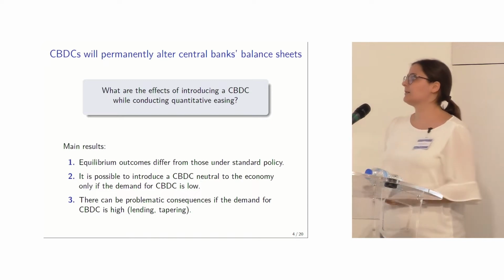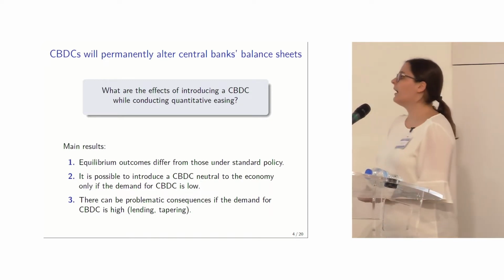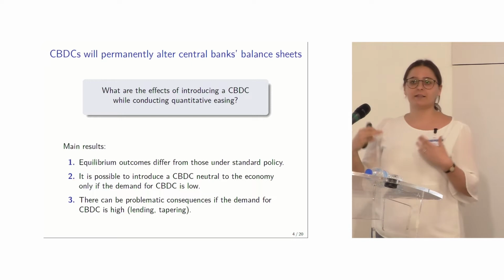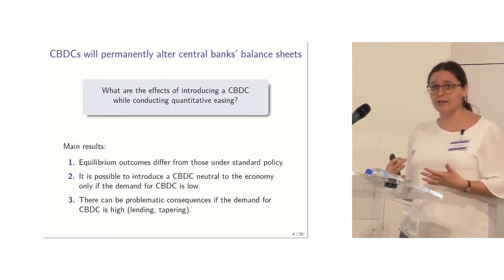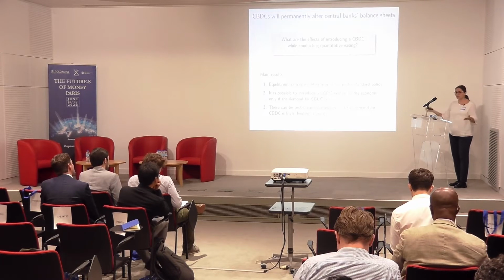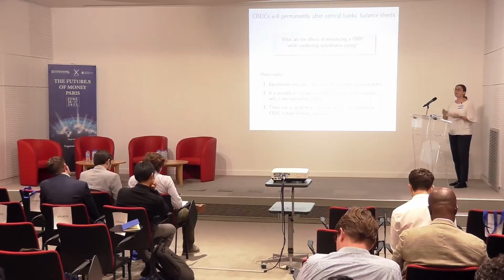Here is a summary of our results, and I will focus on the last two. The first result that we find is that the equilibrium outcomes indeed differ if we consider introducing a CBDC under standard policy or under quantitative easing. These first results validate our question, and they tell us that if we want to model and understand the consequences for monetary policy, we need to do it in the right regime, under the right scenario.